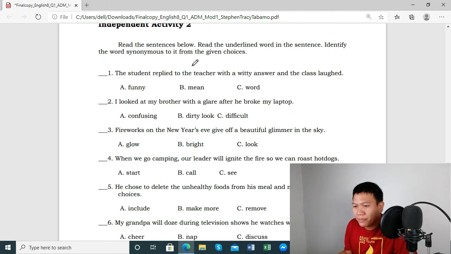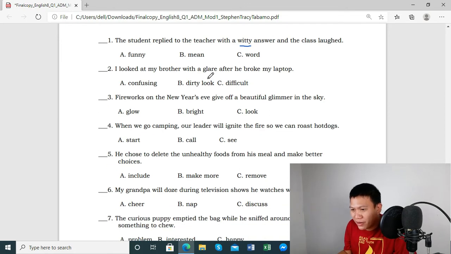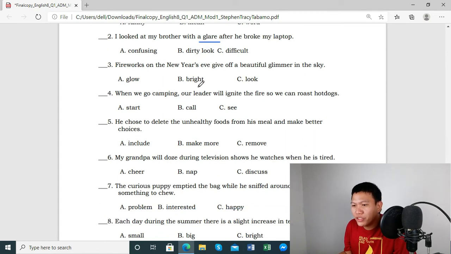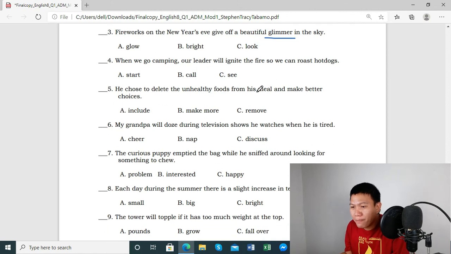The student replied to the teacher with a witty answer and the class laughed. So, we have the word witty. So, ano yung witty dyan? Anong meaning niya dyan? I looked at my brother with a glare after he broke my laptop. Fireworks on the New Year's Eve give off a beautiful glimmer. So, glimmer yan. When we go camping, our leader will ignite.